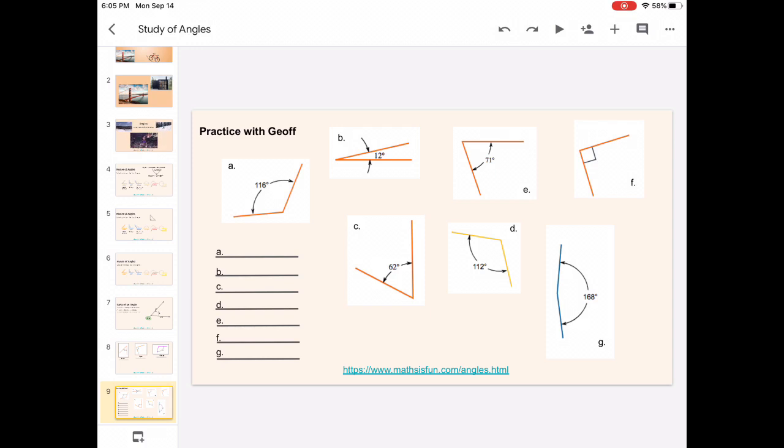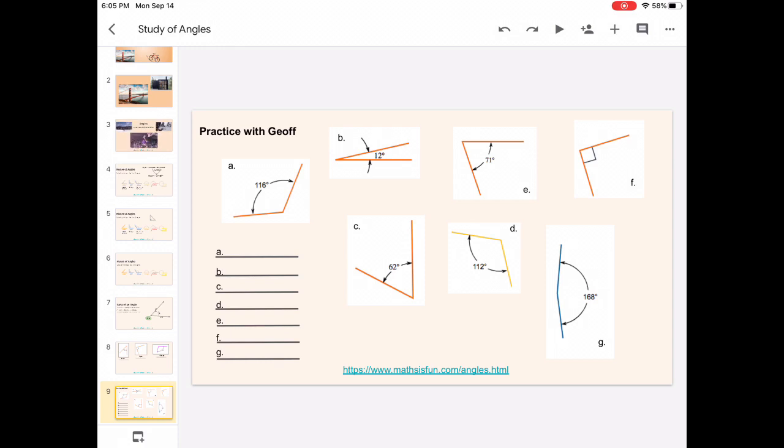So in your notebook now, this is practicing with me, I'm going to have you try it first. Give it a shot, and then I will go through and figure out which is which. So go ahead and pause the video now, and then in your math notebook, write A through G, and I want you to write either acute, right, or obtuse. Go ahead and pause the video now. All right, so let's see how you did.